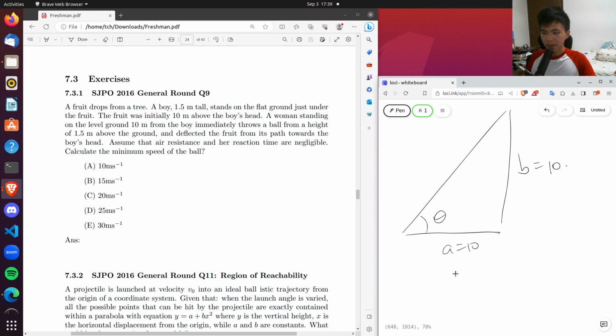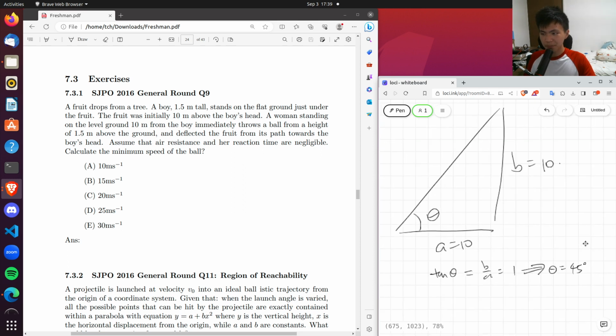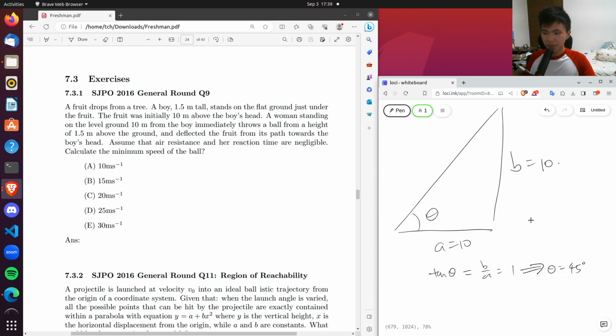So tangent of theta, in this question, since it's b over a, 10 over 10 is just 1, and that implies that theta must be 45 degrees, right? Or pi over 4 radians. And so she's going to throw the ball at pi over 4 radians, at 45 degrees. And now all that's left to ask is, how fast must she throw the ball?